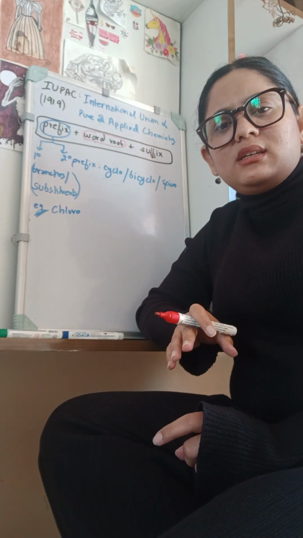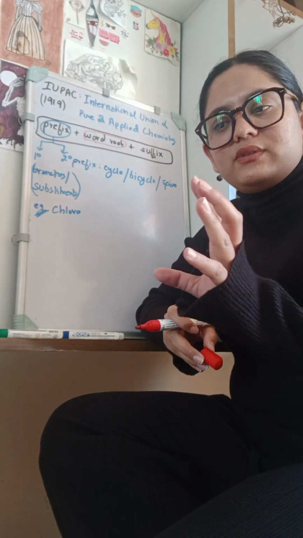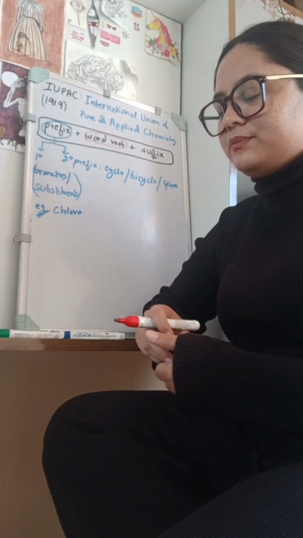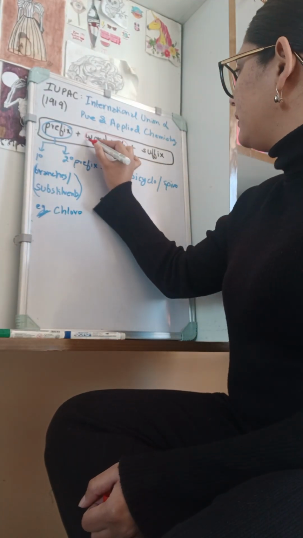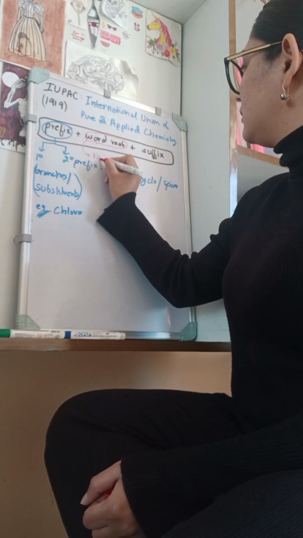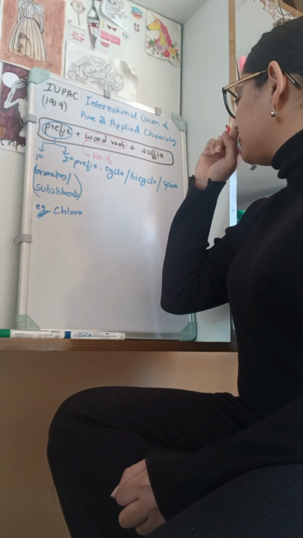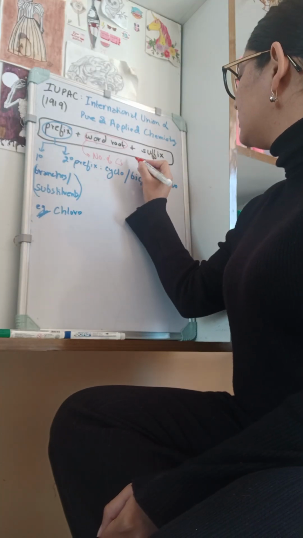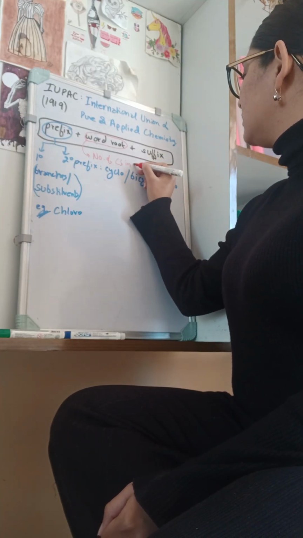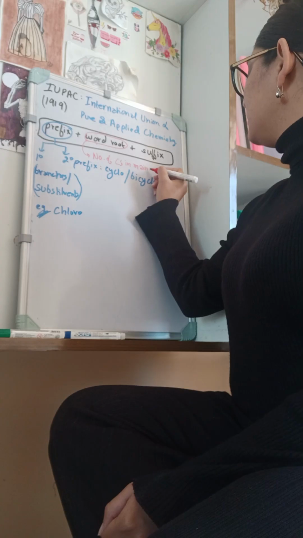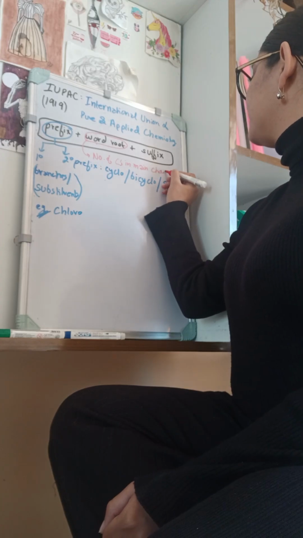Okay. Then we have our word root. Word root is basically the number of carbons in main chain. I'll write it here. Number of carbons in main chain.